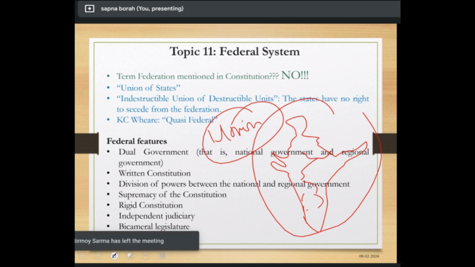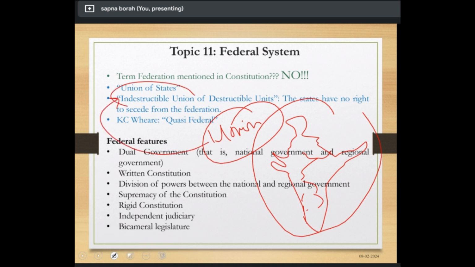Okay, no state can say this on its own. That is why with Nagaland and others there is so much controversy, because the constitution does not allow them to leave or secede the union. Okay, that is why it is called indestructible union. Remember, it's an indestructible union, a very specific, a very special case in the entire world. It is not written in the constitution.